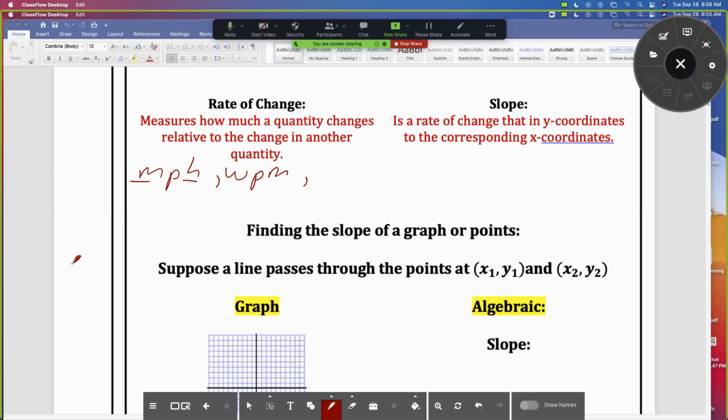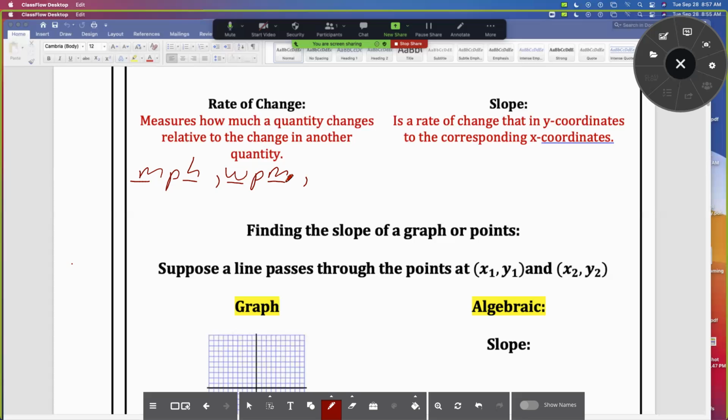Typing class? Freshman year, right? Words per minute. Yeah. So when you're typing, you're really just finding the rate of change of how many words you type per each minute. So this is just rate of change. It's the change between two different quantities.